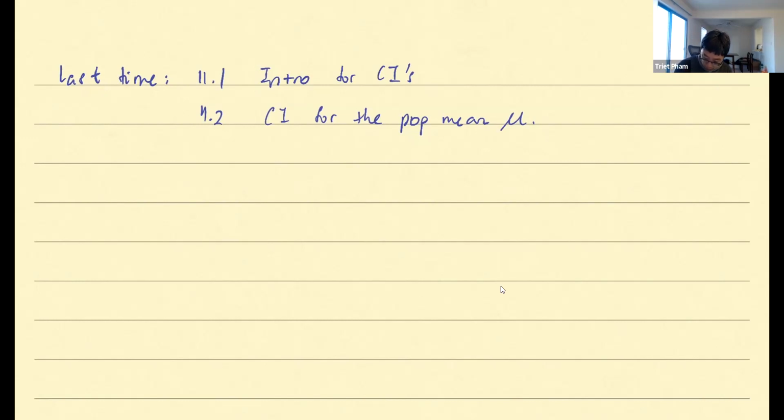So we discussed what confidence intervals are. That's the what that we discussed last time. Today I want to discuss the how. I want to elaborate on the how, and it's the how that I was talking about.